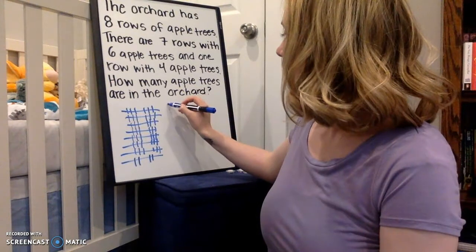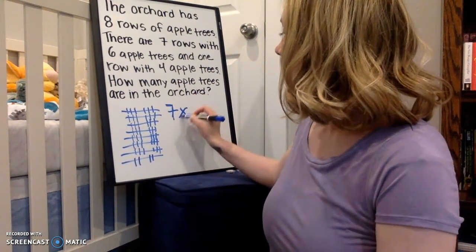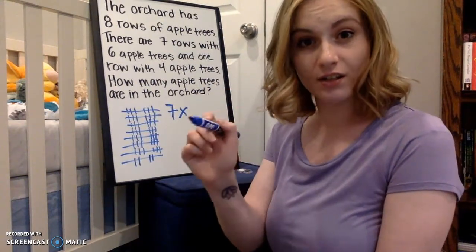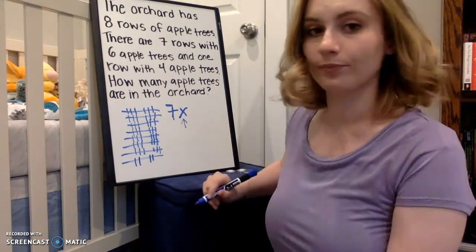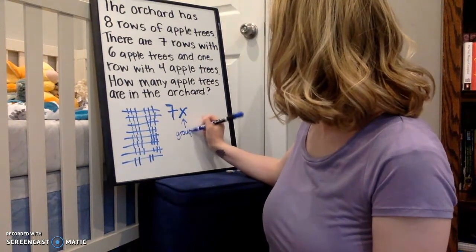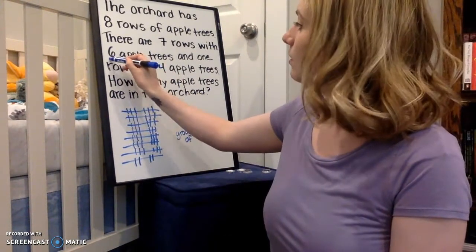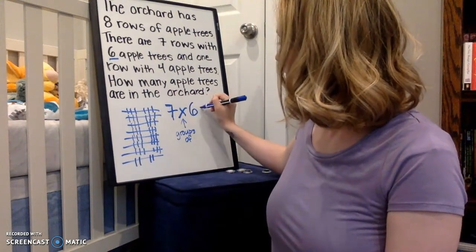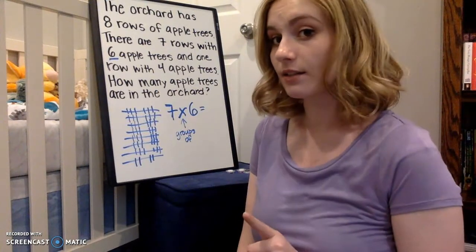I have 7 rows, 7 groups of. Now, because I know it's 7 rows of, and it used that word of, I know it's multiplication because what does this sign mean again? Groups of. So I have 7 groups of how many? 6 apple trees. I know that 7 times 6 is 42.